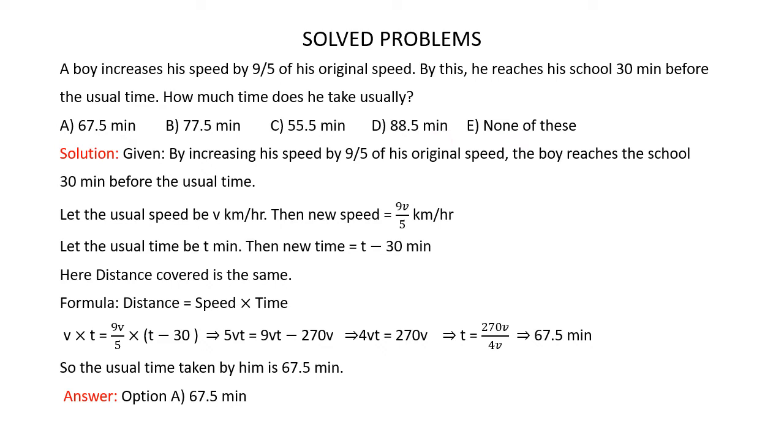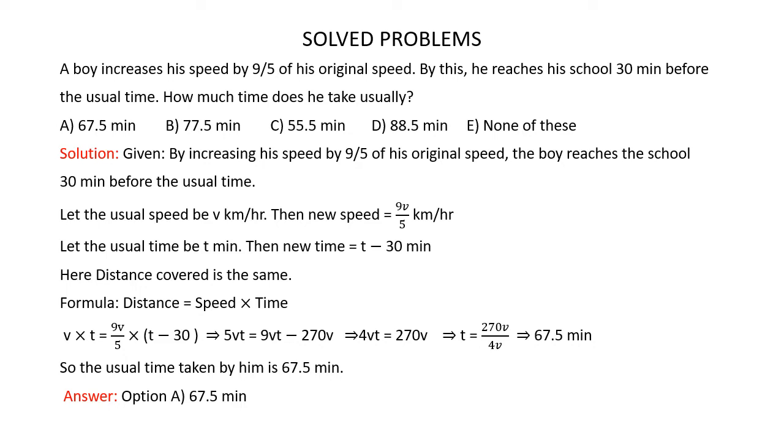Now it's given that by increasing his speed by 9/5 of his original speed, the boy reaches the school 30 minutes before the usual time. But we do not know his original speed. So let his original speed be v kilometers per hour. Then the new speed is 9/5 of the original speed. So new speed is 9v divided by 5 kilometers per hour.